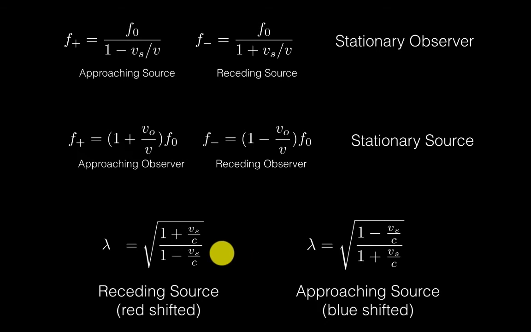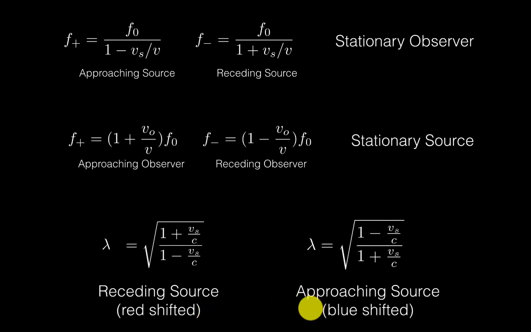And so in that case we have a minus sign in the denominator that is going to increase the wavelength when we have a receding source. And this is called red shifting. The light is red shifted because red has the longest wavelength of the visible spectrum, and so if the wavelength is increased, it's shifted towards the red.